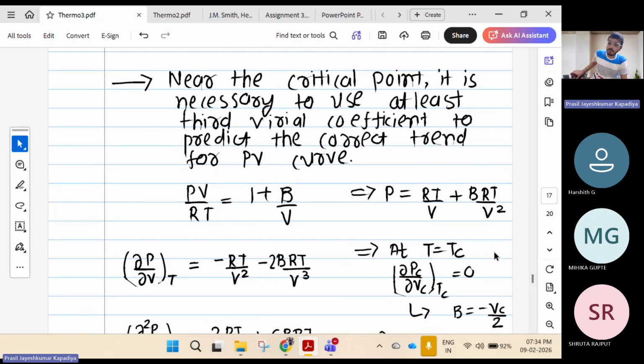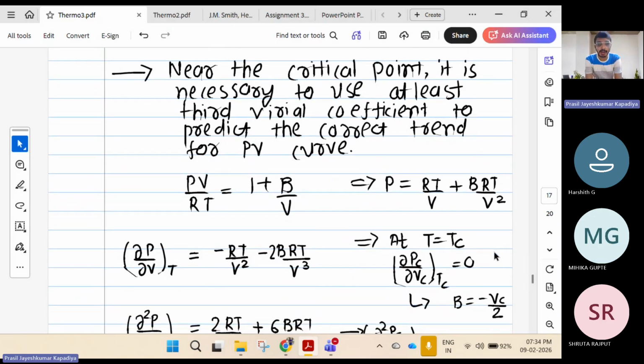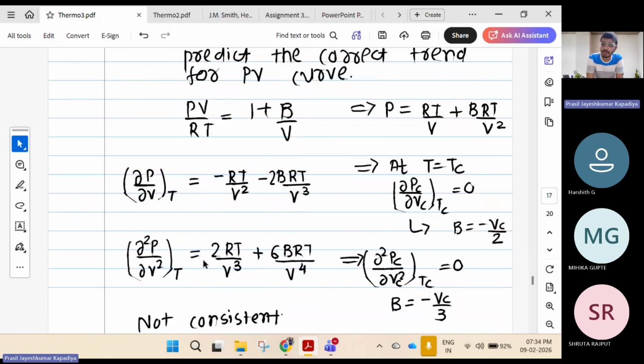At the critical point, what is going to happen? Del P by del V is equal to 0 and del square P by del V square is equal to 0 at constant temperature. If I find these expressions for del P by del V at constant temperature and equate it to 0, for the first equation I get B equal to minus Vc by 2. Differentiating again for the second derivative, I get B equal to minus Vc by 3. For one gas, can I have B as minus Vc by 2 in one place and minus Vc by 3 in another? This is not possible.